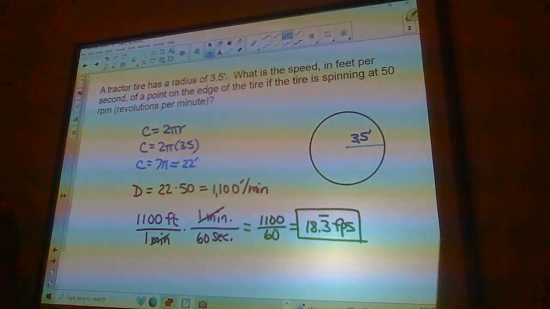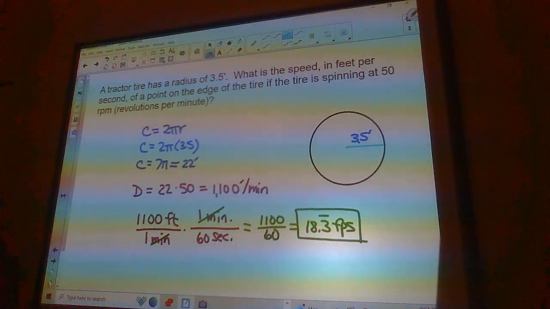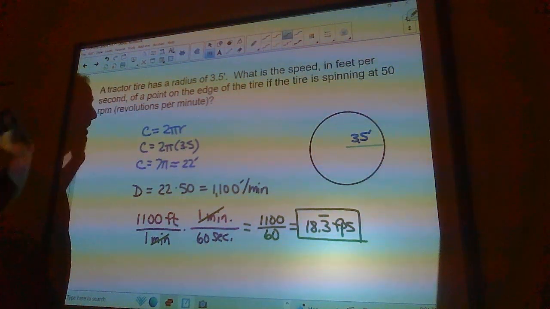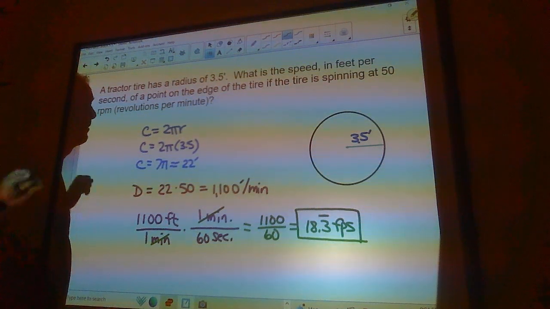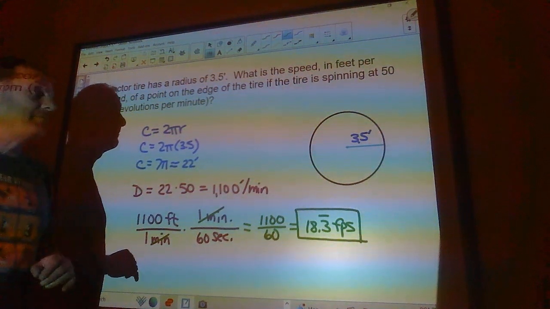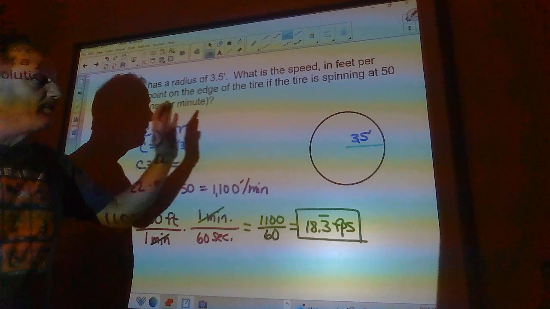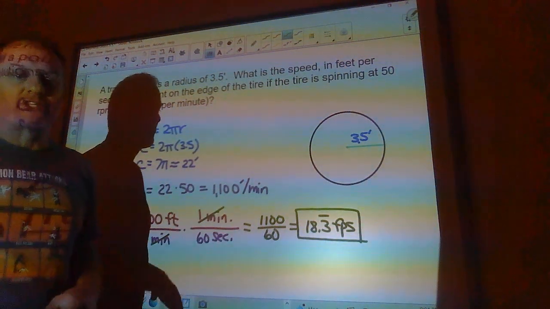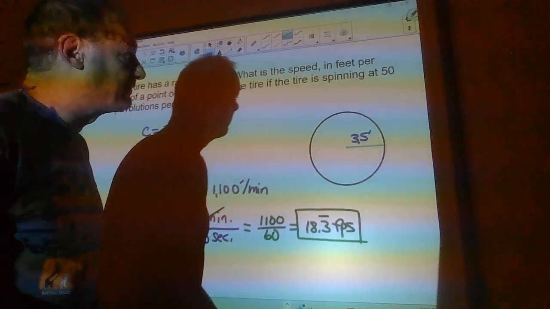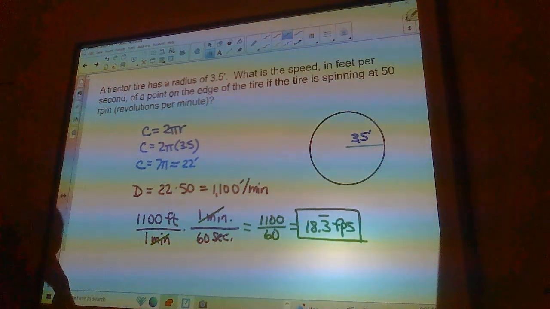And I'm done. All right. When you get done with a problem like this, it's always a good idea to go back and reread the question and make sure that you answered the correct question. I can't tell you how many times I've had students who do all the math right, but they don't answer the question that's asked of them. They answered something else.